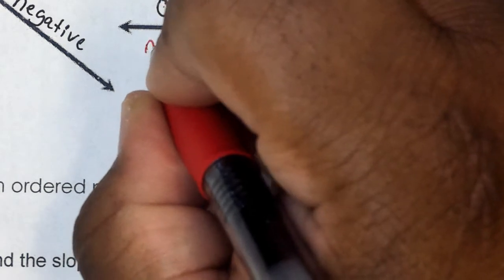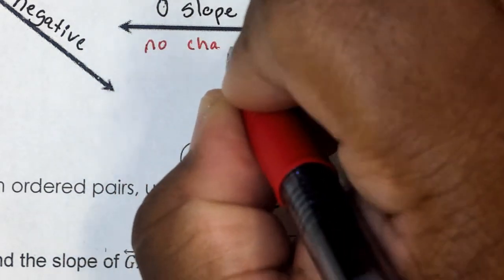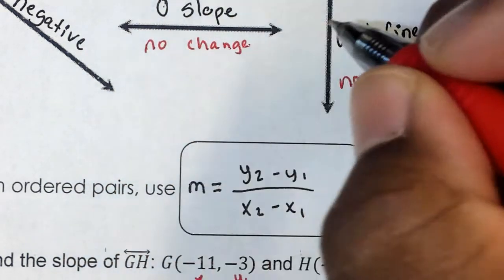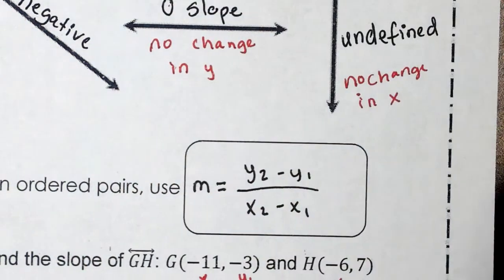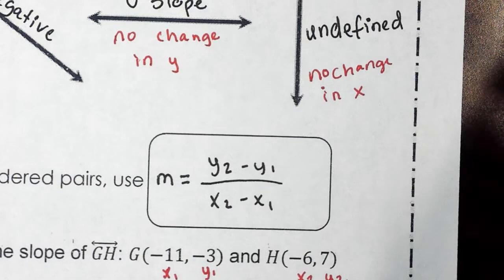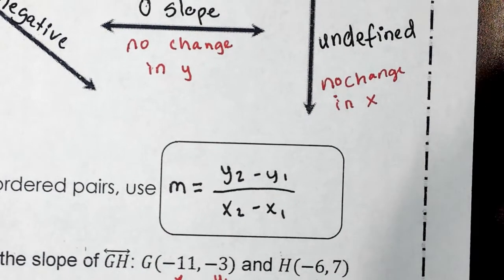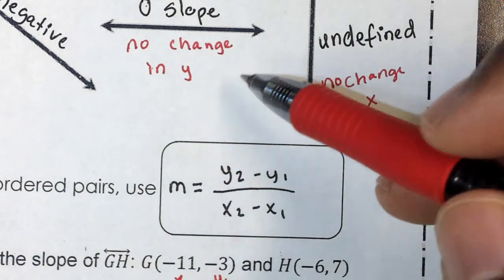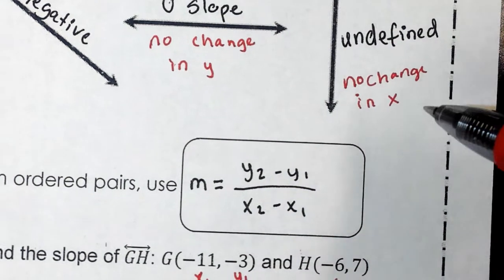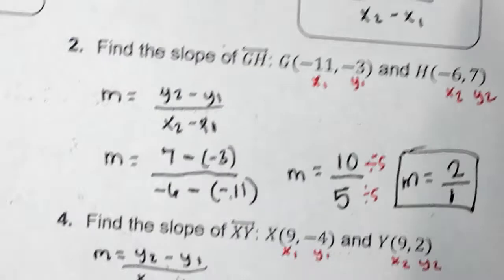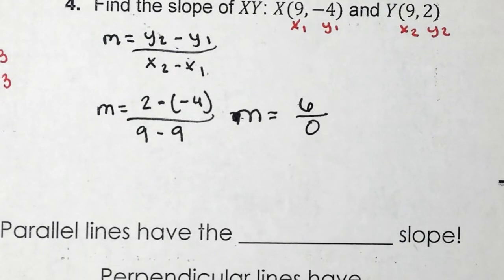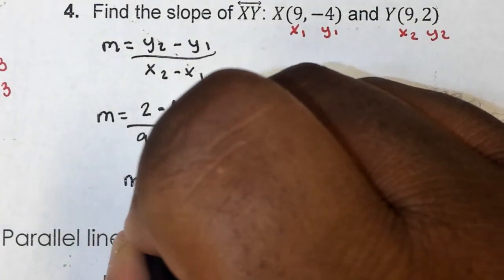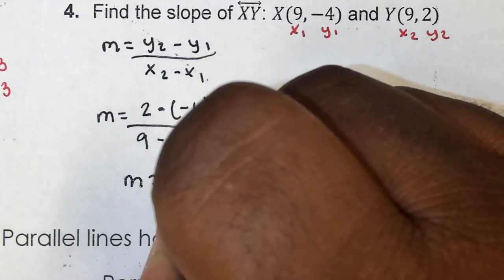If you have no change in y, that's when you have 0 slope. That's when your 0 will be on top and y. So if there's no change in x, your 0 is going to be on the bottom, your line is going to be undefined. No change in y, your 0 is going to be on top, and you got 0 slope. So on this one, like I said, we got 0 over 6. So I'm going to say m equals undefined.